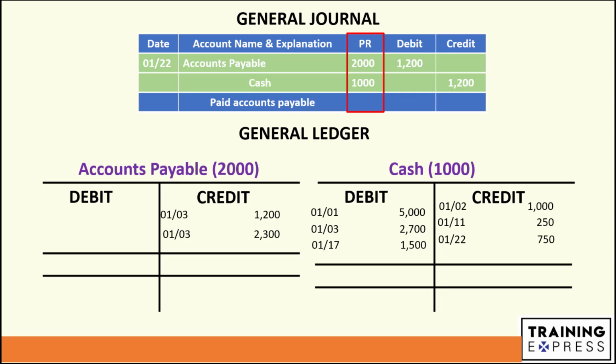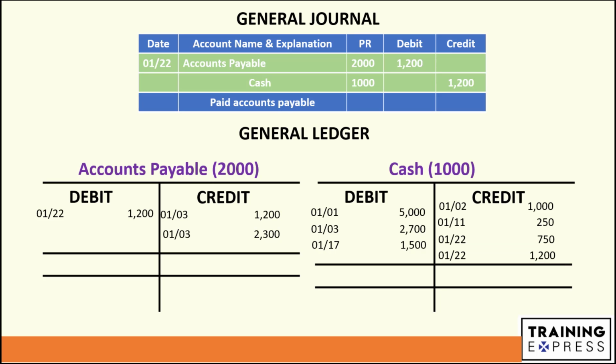Look at the PR column. Accounts payable account number is 2000 and the cash account number is 1000. Let's try to link journal and ledger together. Accounts payable is debited by $1,200, so we will write $1,200 on the debit side of accounts payable. Similarly, cash is credited by $1,200, so we will write $1,200 on the credit side of the cash account.